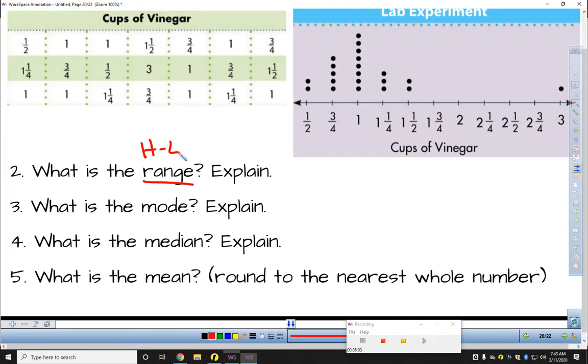So that would be the most cups of vinegar, 3, minus the least cups of vinegar, 1/2. It is important to note when finding the range that you are only going to use numbers that have dots above them. So 3 is the largest number with a dot, 1/2 is the lowest number with a dot. So the range here is 2.5 cups.